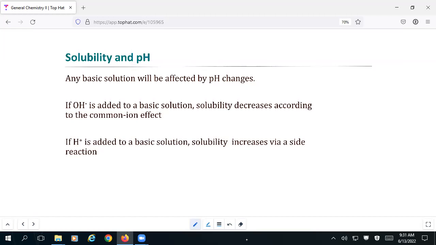All right, we've talked about this. Let's recap it a little bit. Basic solutions. If we have a salt that we can identify qualitatively as basic, we know that salt is going to be subject to one of two kinds of distortions with pH.